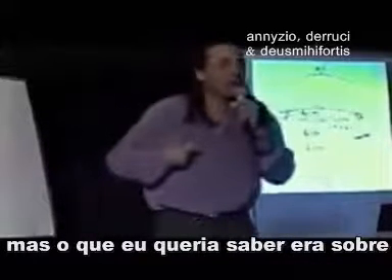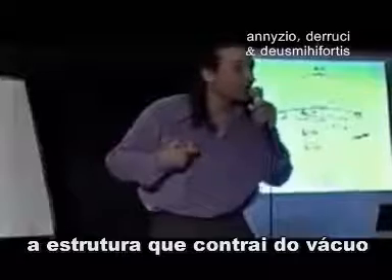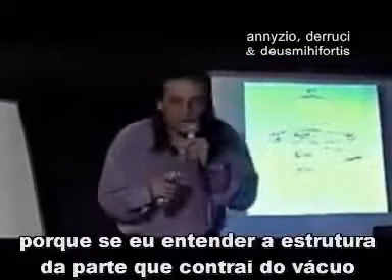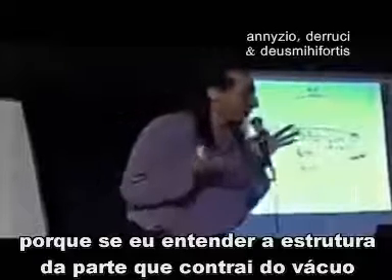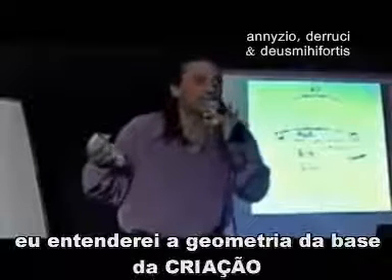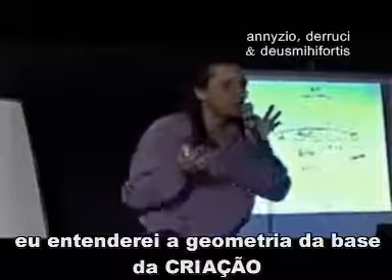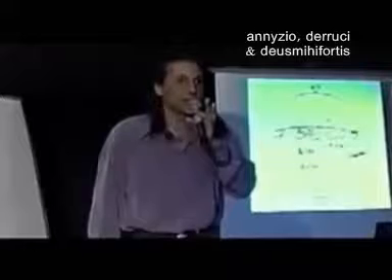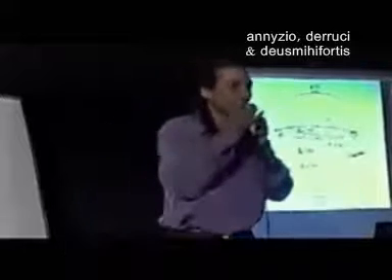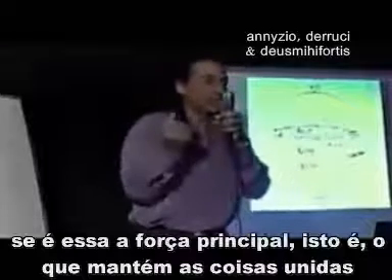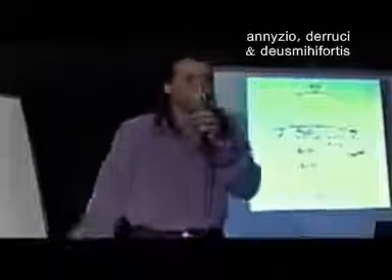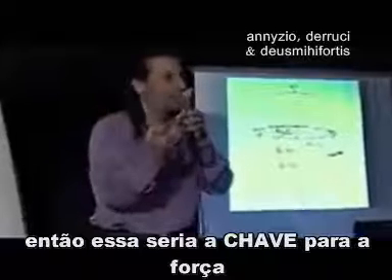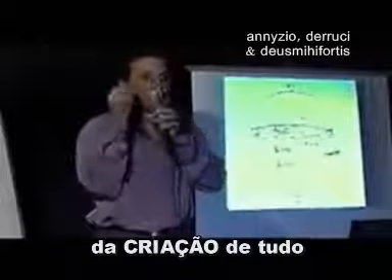But what I wanted to know about was the contractive structure of the vacuum. Why did I want to know about that? Because if I understood the structure of the contractive part of the vacuum, then I understood the geometry of the foundation of creation. Do you guys follow me there? Because if that's what creates, if that's the general active thing, that's the thing that holds things together, then that's the key to the force of creation of all things.